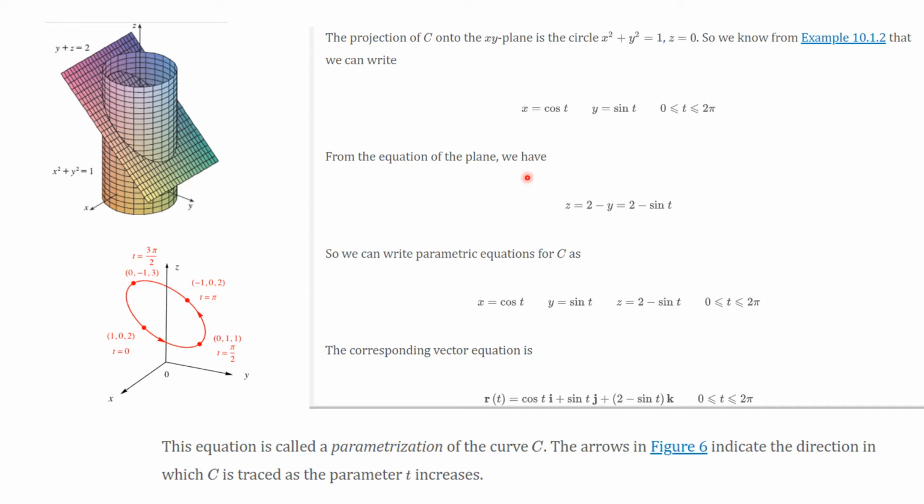Now, for the equation of the plane, we have y plus z equals 2, so we can say z is equal to 2 minus y. But then we substitute y being sine of t, and we get this is what z is. So the parametric equations are this for x and y, and z is this for all values of t. So the corresponding vector equation is given by this expression. That's what we're talking about, parameterizing the curve C, and again you can see that it does have an orientation.